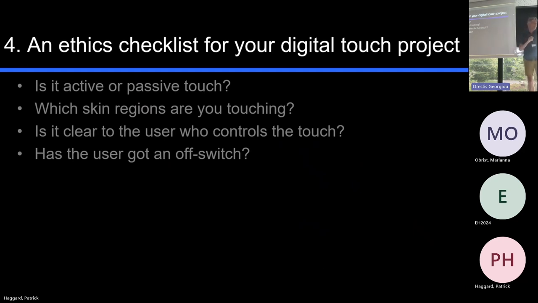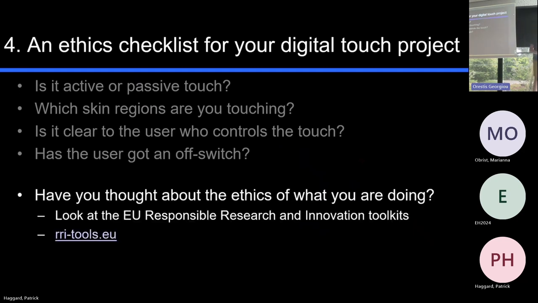So just to end, we've got a list of 5 questions which we think are worth asking about any digital touch project. Is your project active or passive touch? Which skin regions are you touching? Because there's a big difference between touching somebody on the hands and touching them somewhere else. Is it clear to the user who's controlling the tactile input? Has the user got an off switch? Those are really obvious ones.